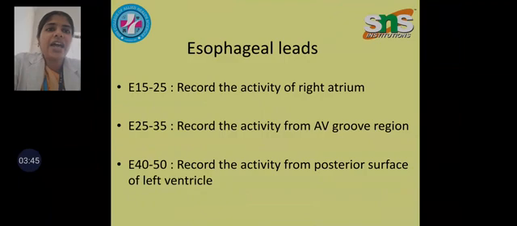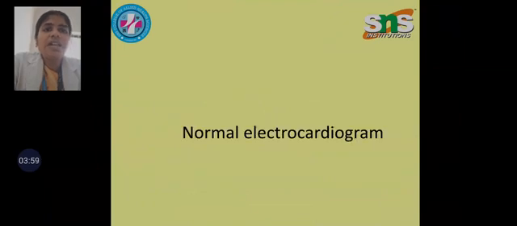V8, V9, and also esophageal leads are there. VE 15 to 25 records the activity of the right atrium, VE 25 to 35 records the activity of the AV groove, and 40 to 50 records the posterior surface of the LV. And now we are going to see the normal electrocardiogram.